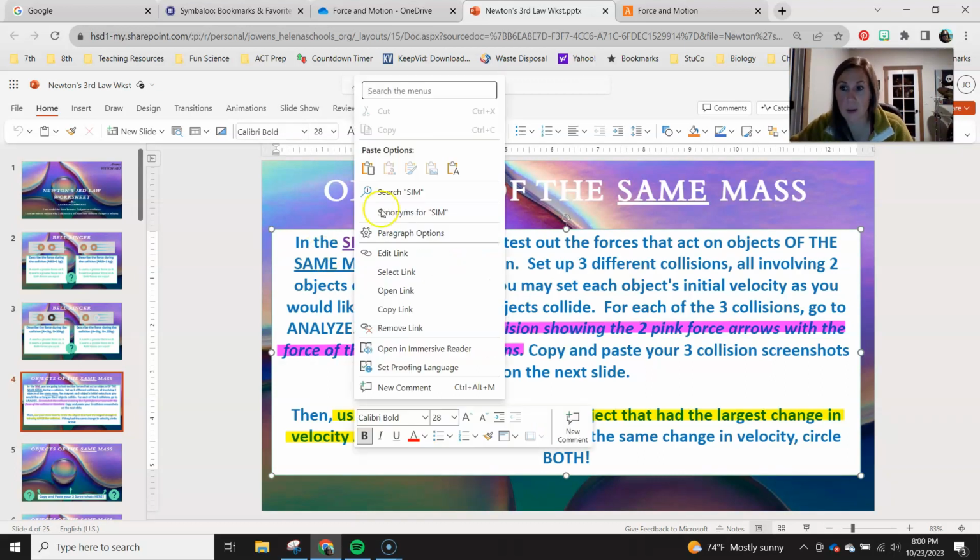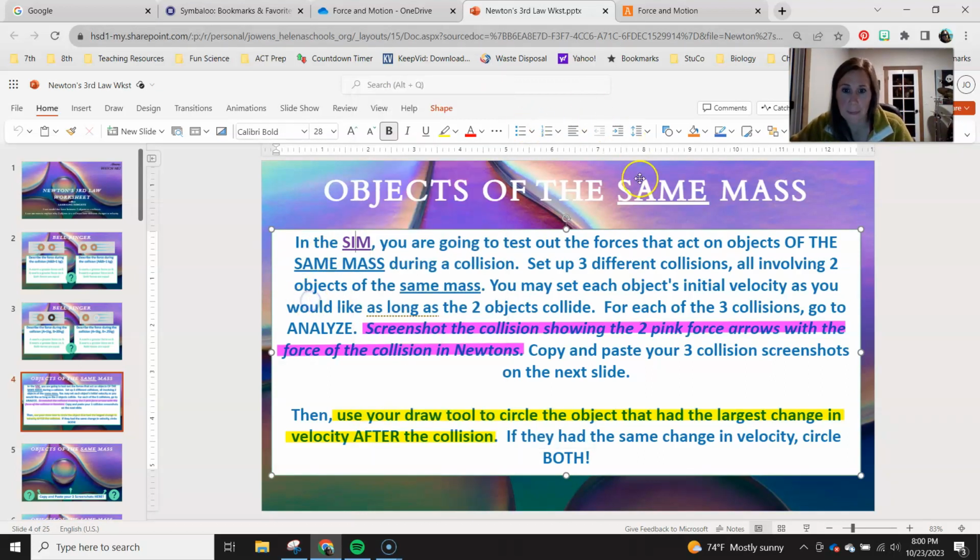As part of the sim, you're doing objects with just the same mass. Set up 3 different collisions. All of your collisions should have objects of the same mass. It doesn't matter which mass you use, as long as the two objects have the same mass when they collide. You may set the initial velocity however you want. You can have one at rest, you can have them both coming into each other, or you can have them chasing after each other.